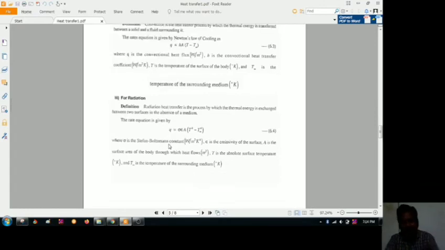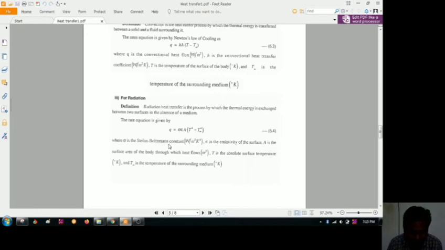And then one more topic is radiation. Radiation is the heat transfer process by which thermal energy is exchanged between two surfaces in the absence of a medium, right? The rate equation is given by Q is equal to sigma into epsilon into A into the temperature to the fourth power, right? It's the fourth power, not the fourth order. So Q is equal to sigma epsilon A into T to the fourth power minus T infinity to the fourth power.